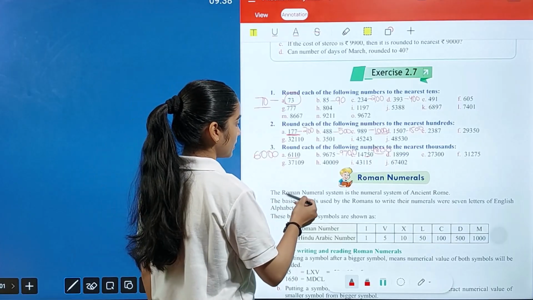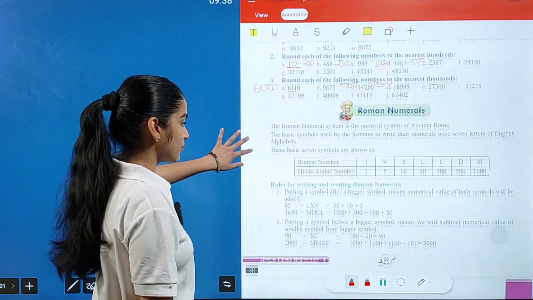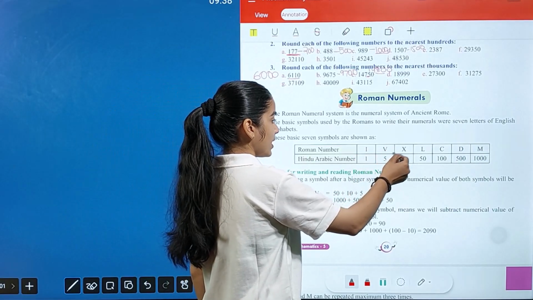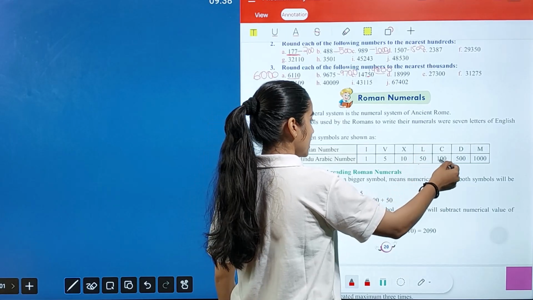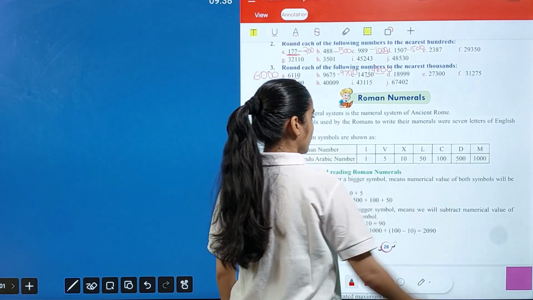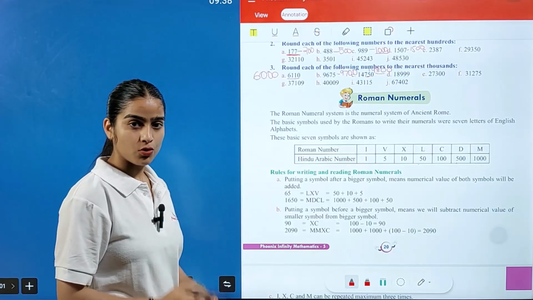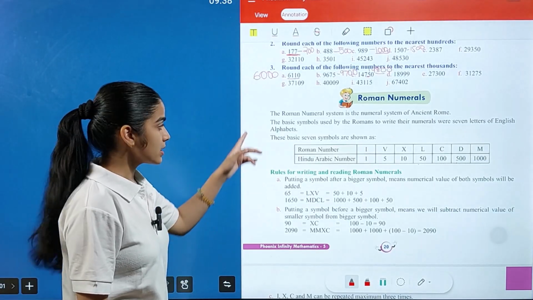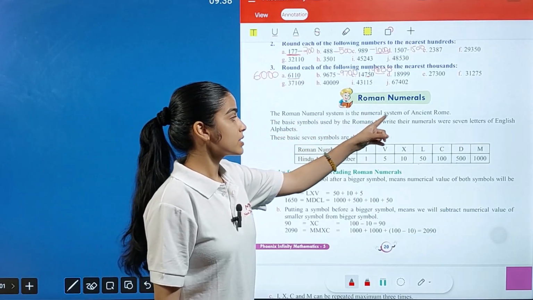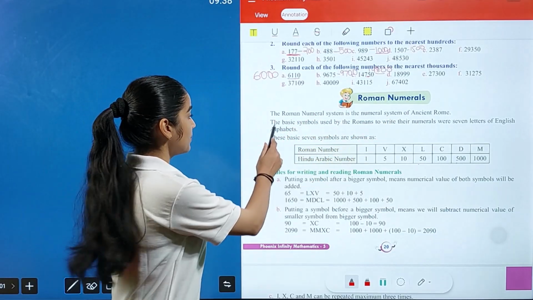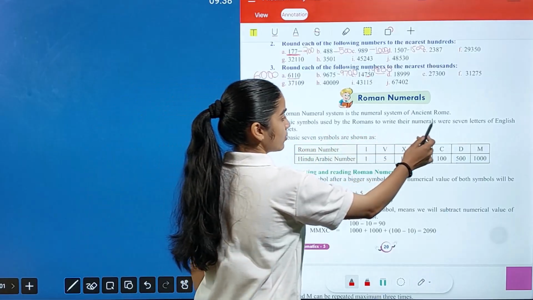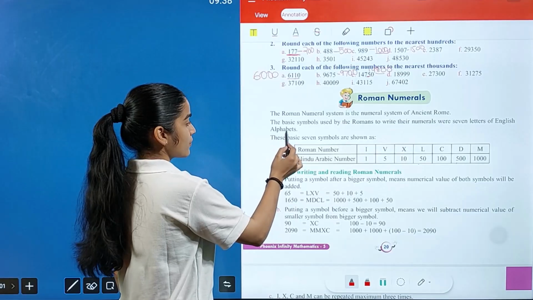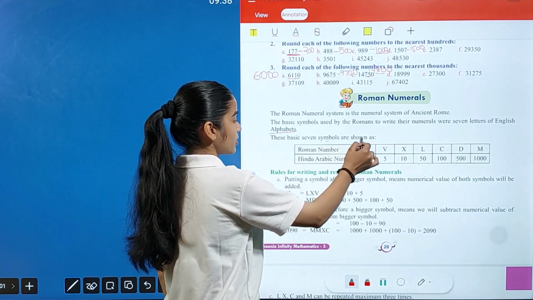Now we are shifting to the next concept, which is Roman numbers. In Roman numbers we have I, V 5, X 10, L 50, C 100, D 500, M 1000. We already learned about Roman numbers in our earlier classes, and what we understood is that the Roman numeral system is the numeral system of ancient Rome. The basic symbols used by the Romans to write the numerals were 7 letters. These are 7 letters of the English alphabet.